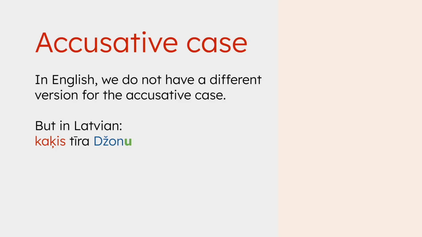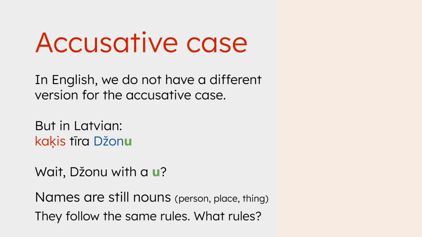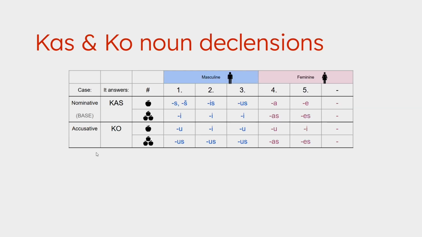Kakis, tira, which is clean, Jonu. Wait, Jonu with a U? Yep, names are still nouns, which, again, are a person, place, or thing, and they follow the same rules. Now let's look at this chart to understand why Johns became Jonu. These are the kas and kua noun declensions. We have kas, kua, then we have, remember, our nominative base, and then our accusative.